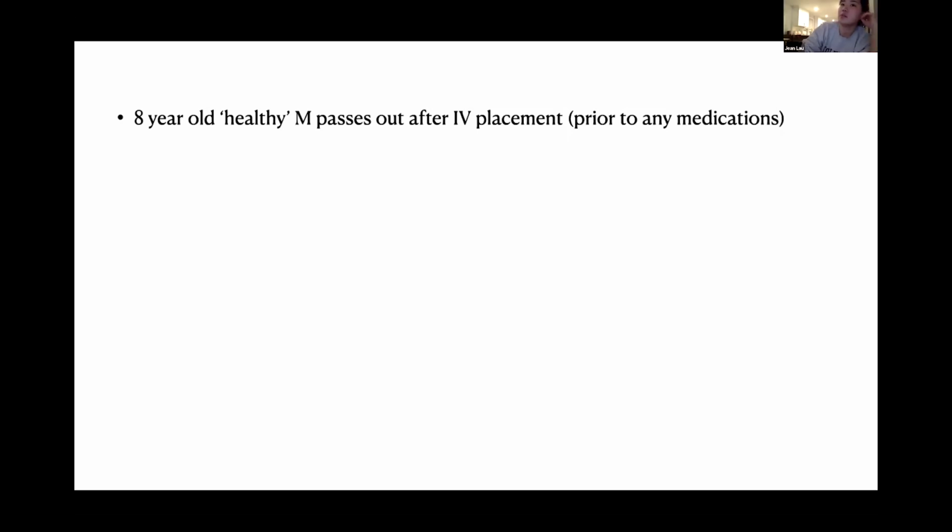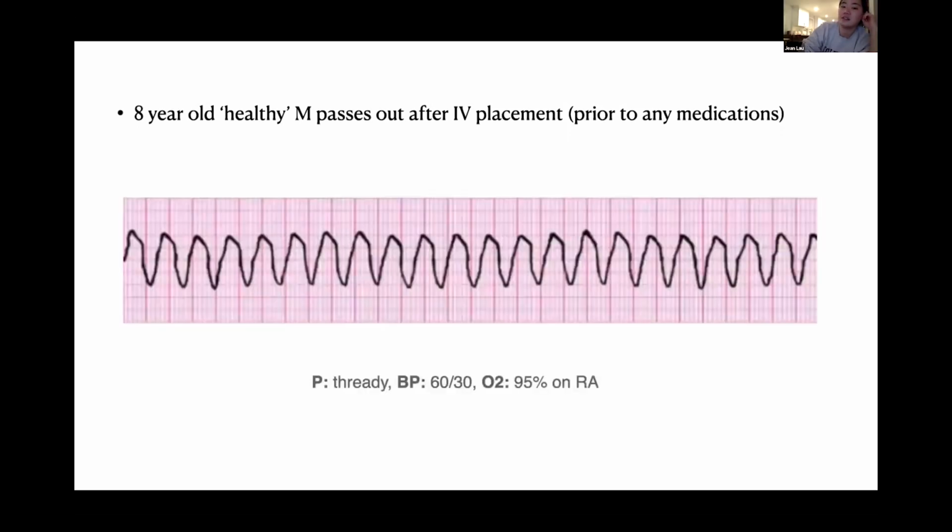Okay. So you hook him to monitors and this is what you see. His vitals are as follows: 30 pulse, he's hypotensive, and 95% on room air. What are you going to do next? What rhythm is this? This is a wide complex QRS. So this is VTAC, pulseless VTAC.